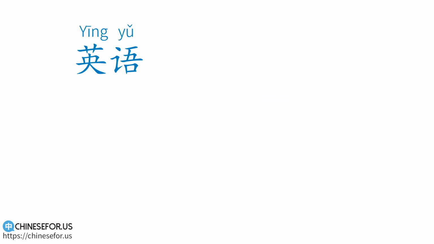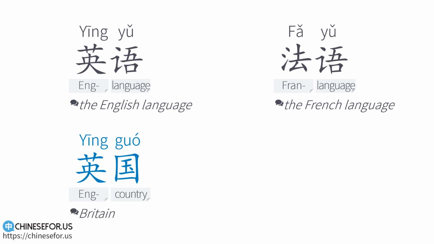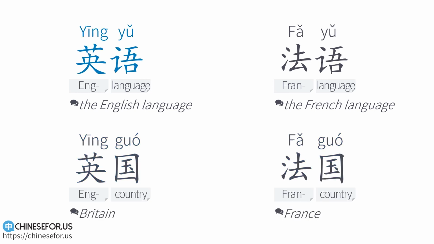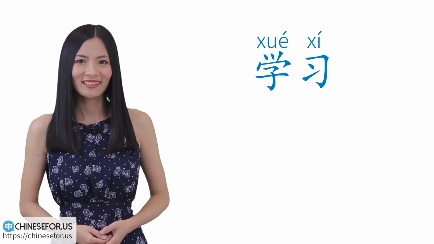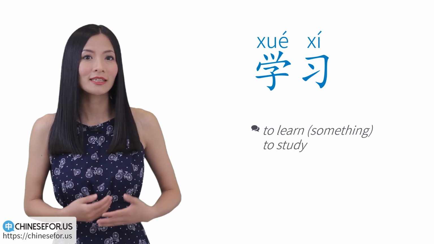We can also say 英语, the English language, or 法语, the French language, because 英国 is Britain and 法国 is France. 英语。法语。英国。法国。And there's another word, 学习, to learn something or to study in general.